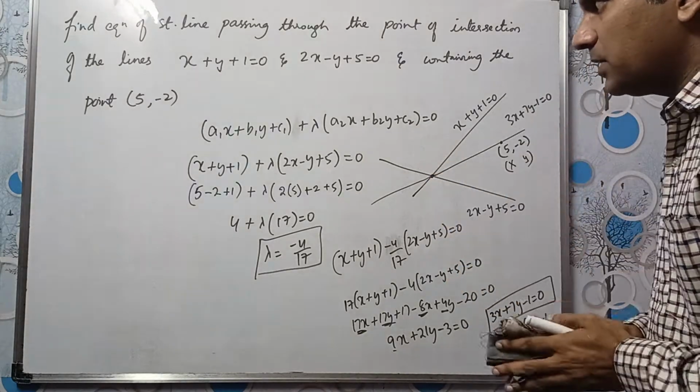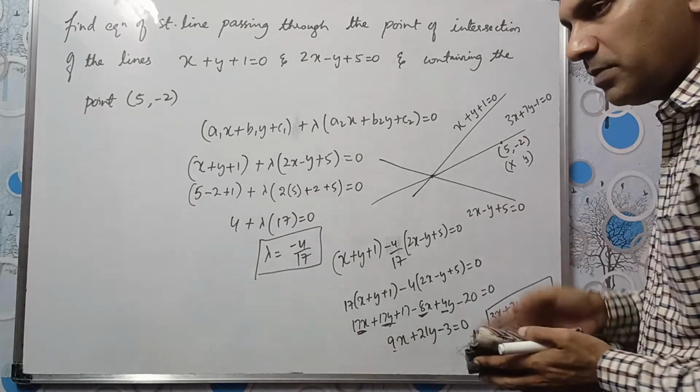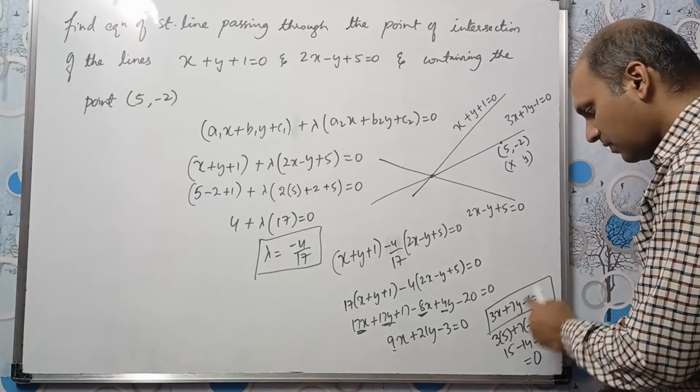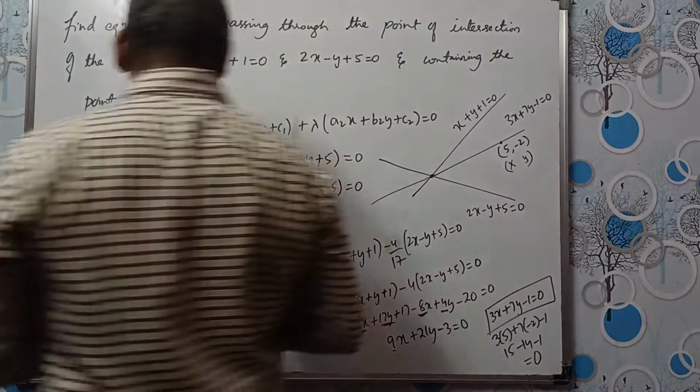Alright. So see, this is one method of solving. There is another method. We will get the same answer. 3x plus 7y minus 1. Okay, what is that method? Let us learn that.